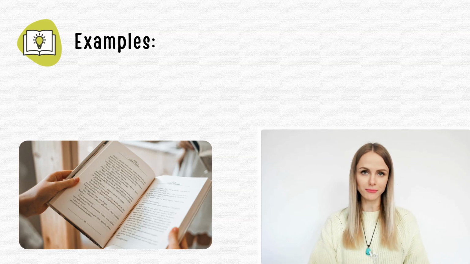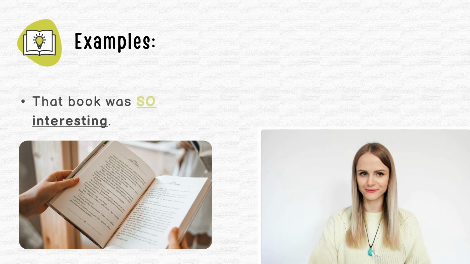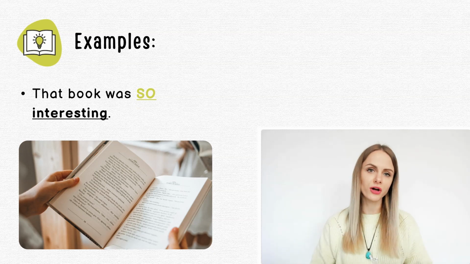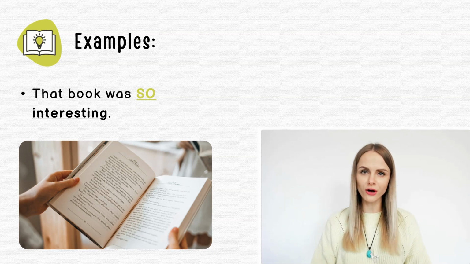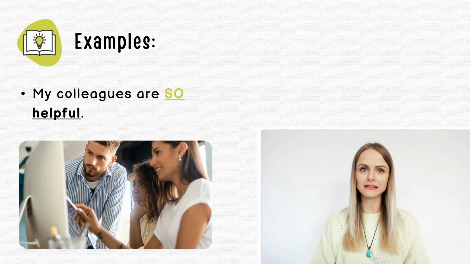Let's have a look at some examples now. So imagine that you're reading quite an interesting book, and what could you say in this context? That book was so interesting. So this "so" is like "very" interesting. You want to just stress how interesting that book was. Interesting is an adjective. Another example: my colleagues are so helpful. Again, my colleagues are very, very helpful.